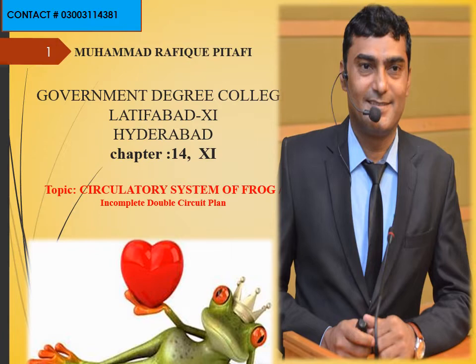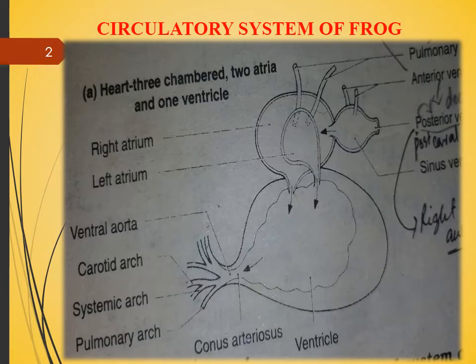Today our topic is the circulatory system of frogs, the incomplete double circuit plan, chapter number 14, first year. Let's move on. What is the circulatory system of frogs?